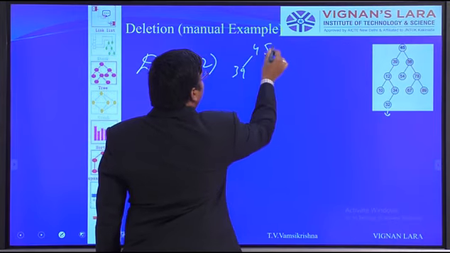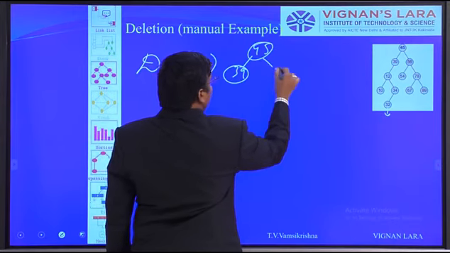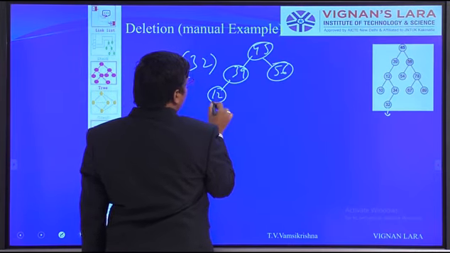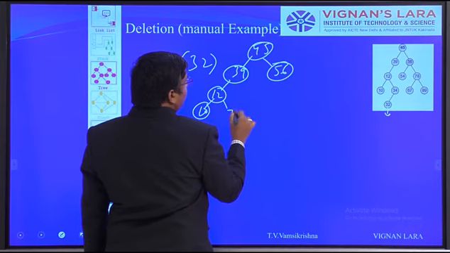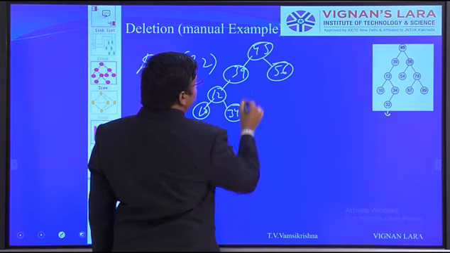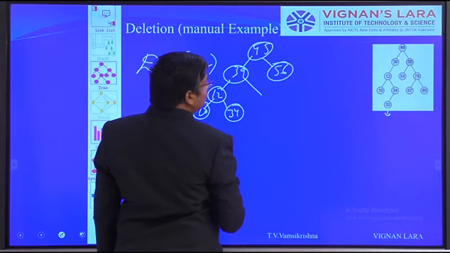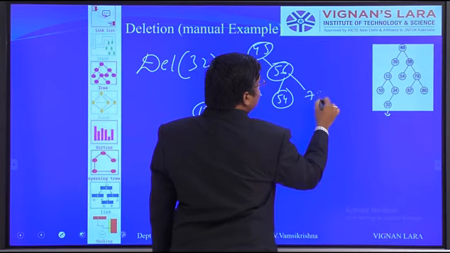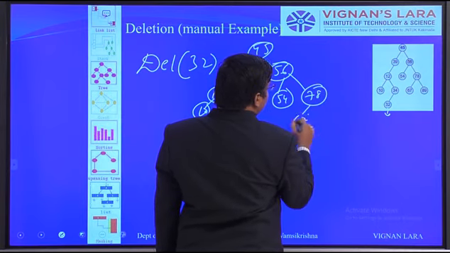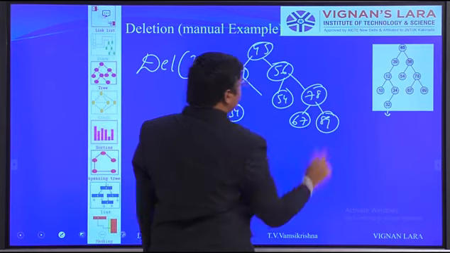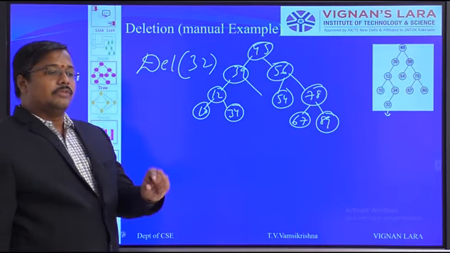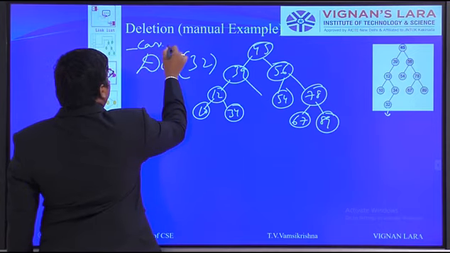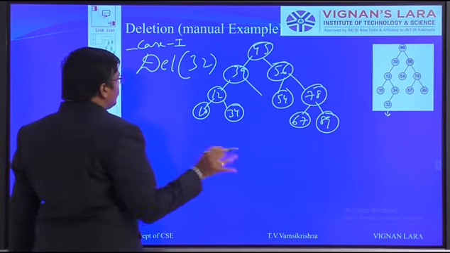45, 39, then 56, then 12, 10, 34, and here no elements are there. So 54, 78, 67, 89. Simply we are removing that one. The next case, this is case 1. Case 1 means no childs, 0 childs.